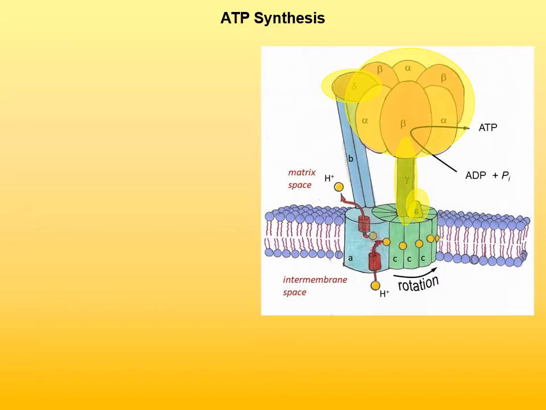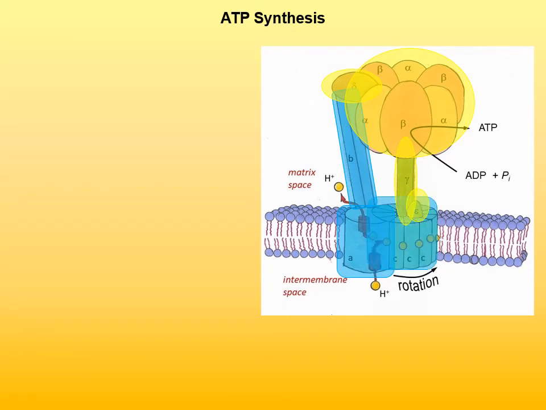F0 unit is a transmembrane channel for protons. So protons pass through it and it is composed of 3 different types of units in the ratio of a, b2, c12. So there is one a unit, 2 b units, and 12 c units.